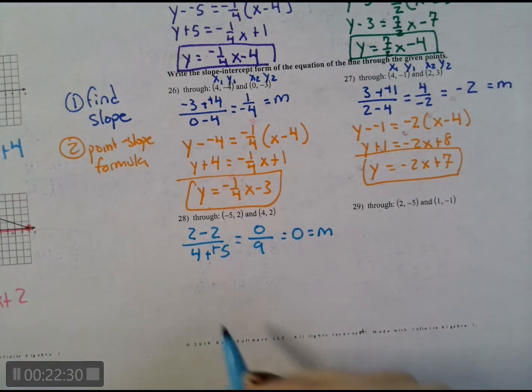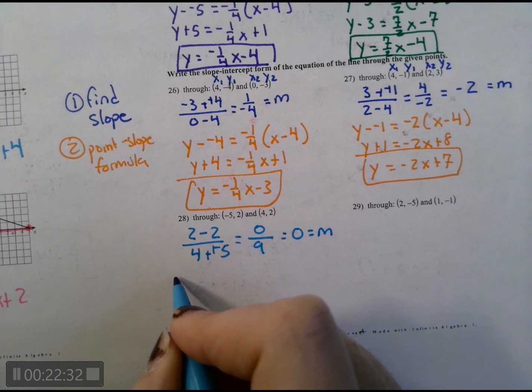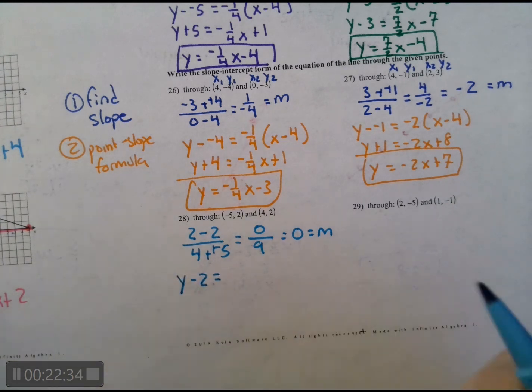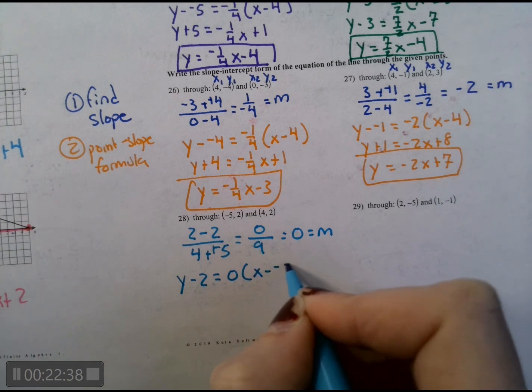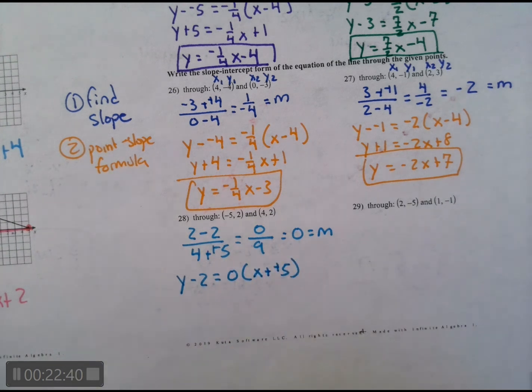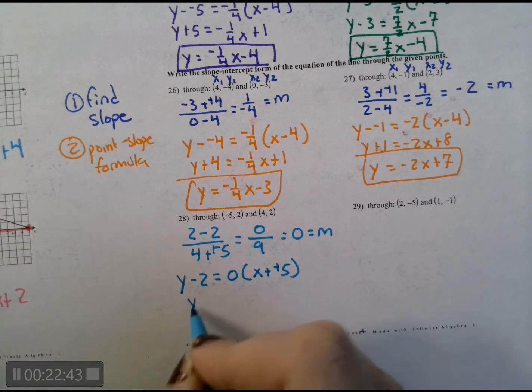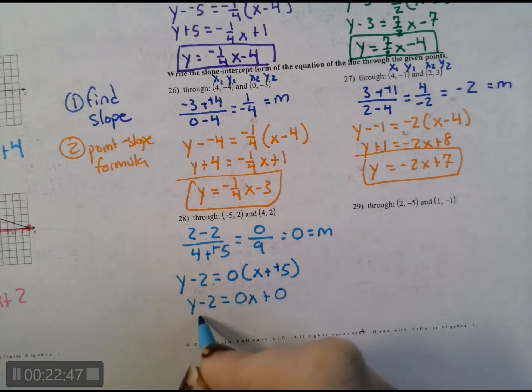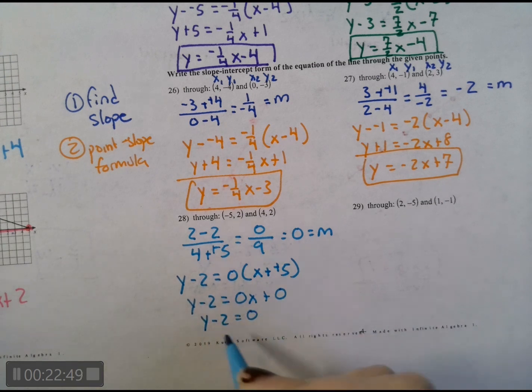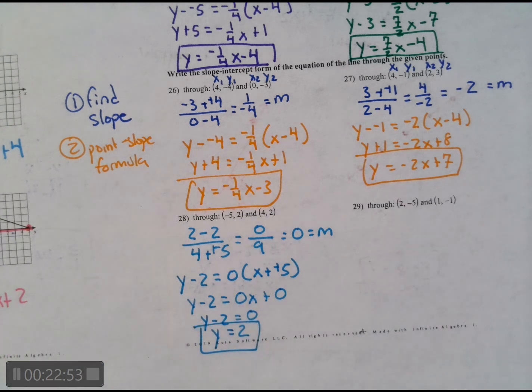Okay, and then we have y minus 2 equals 0 times x minus -5. So y minus 2 equals 0x plus 0. Y minus 2 equals 0. Y equals 2. Okay?